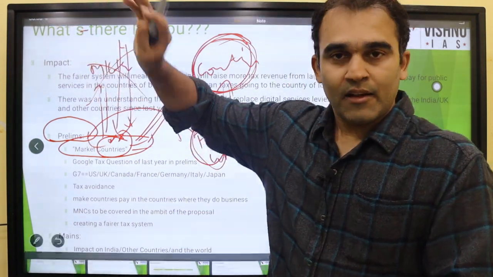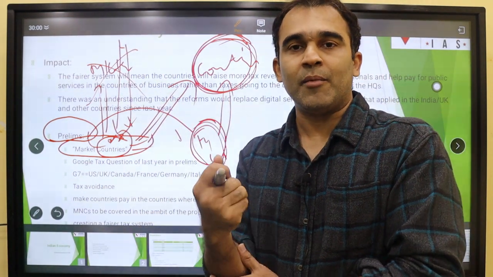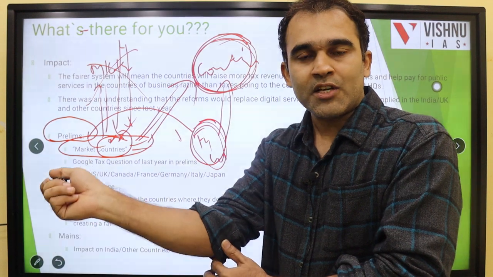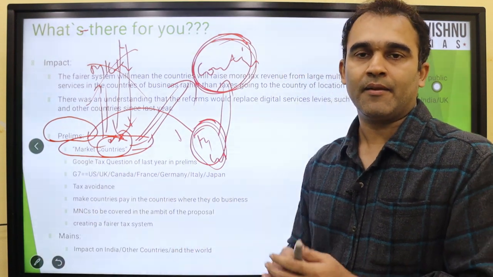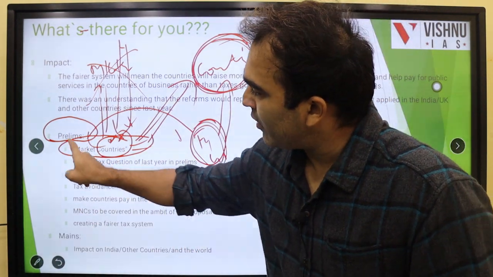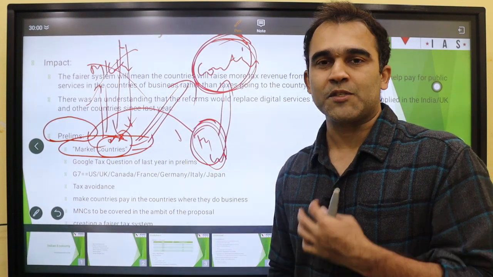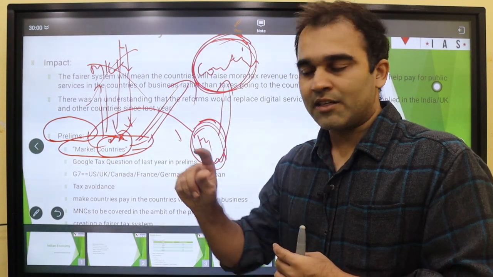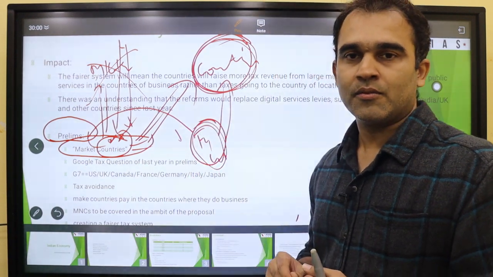Without understanding the agreement itself, without reading the agreement itself, this will become difficult. Though it's a very easy question, the question in itself becomes very difficult. Remember that. So that is what you should look at from a prelims perspective. Market countries, the term which was recently heard in the news.